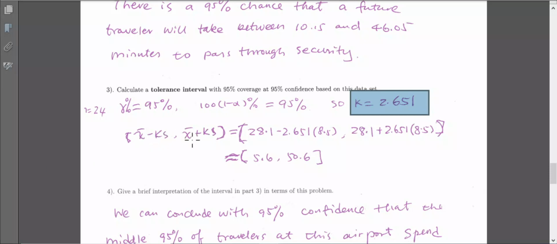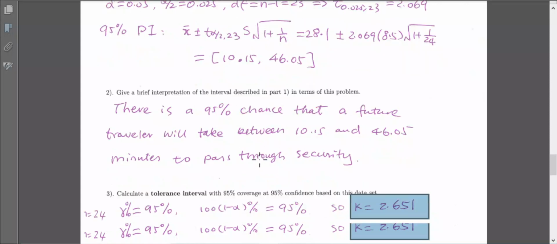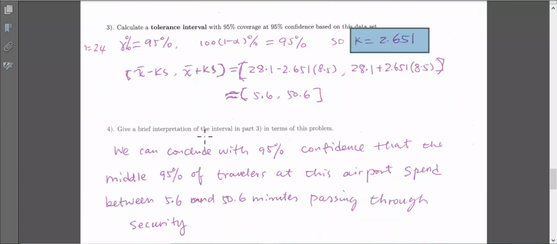And then we plug it in, use this formula. Here is still S bar, okay? But the only thing different now is what? Instead of using this T times this square root of 1 plus 1 over n, we use a different parameter, a K value, which is from the K table. Okay? And then we end up with this interval.